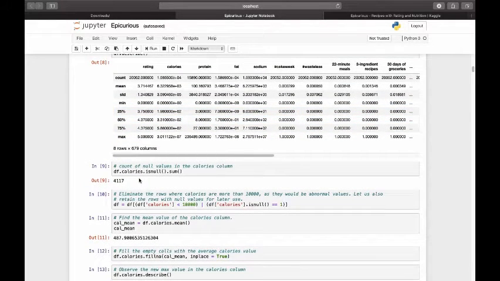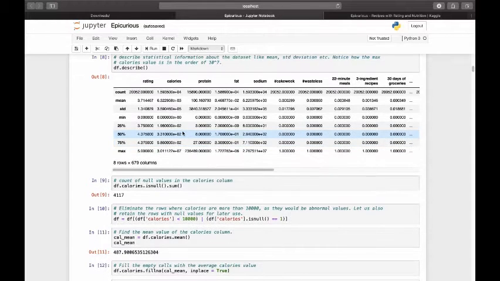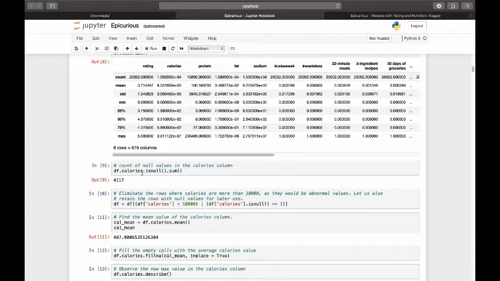So now there was our analysis part, right? What we did was check the number of null values. The primary columns we could focus on were calories, protein, fat, sodium, and rating, right? So we had to deal with the null values. We can see that there are over 4,000 null values in the calories column itself.